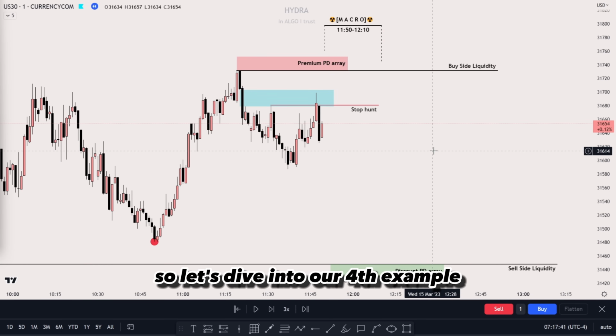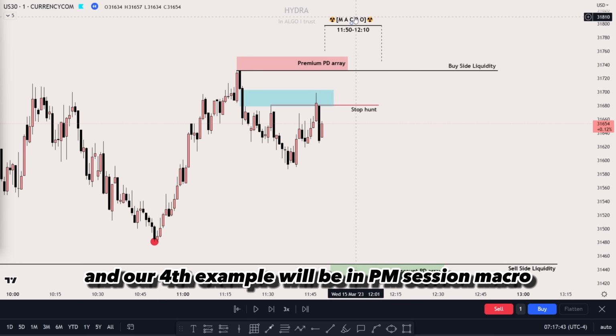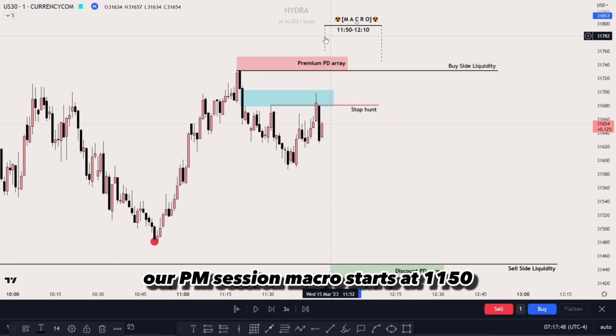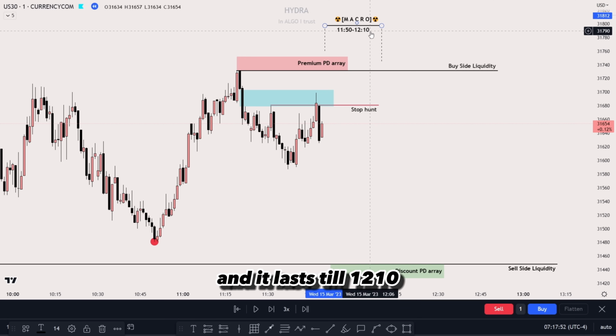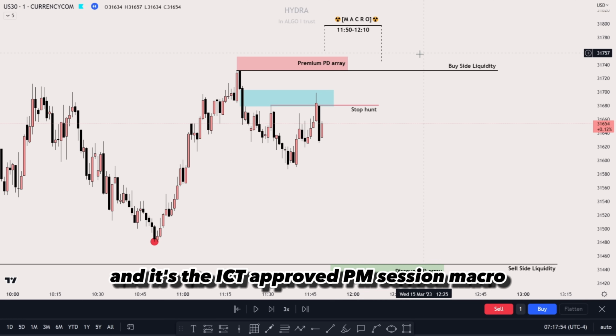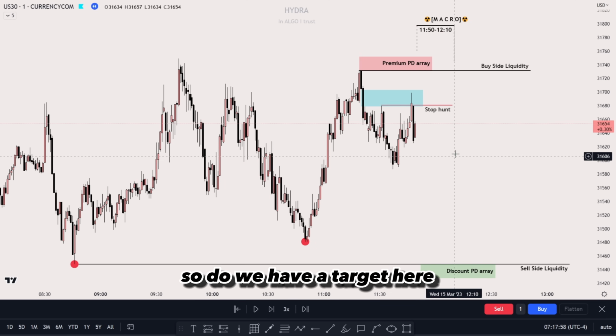So let's dive into our fourth example, and our fourth example will be in PM session macro. Our PM session macro starts at 11:50 and it lasts till 12:10, and it's an ICT approved PM session macro. So do we have a target here?